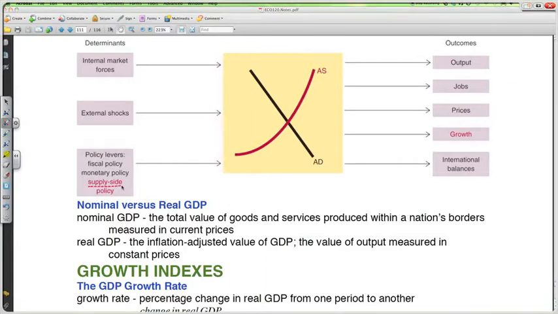And so this supply side policy here fits under the policy levers, but we're only going to be focusing on this outcome of growth. You're going to want to keep in mind the difference between nominal GDP and real GDP. Nominal is just current prices, and then real, we adjust for inflation. So thus it's constant prices. This is a much better comparison than using nominal GDP.